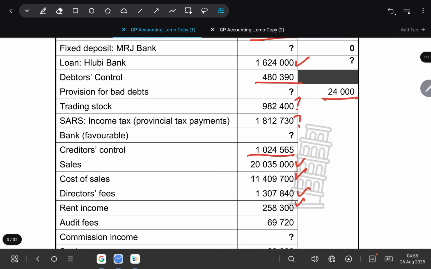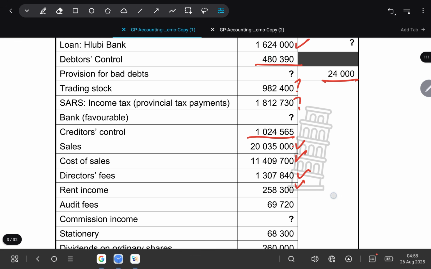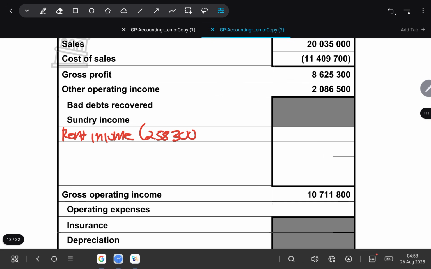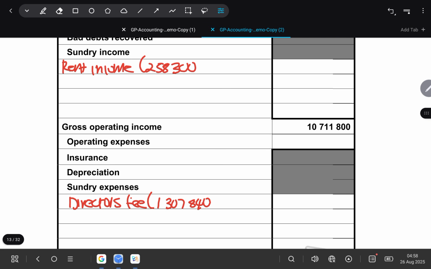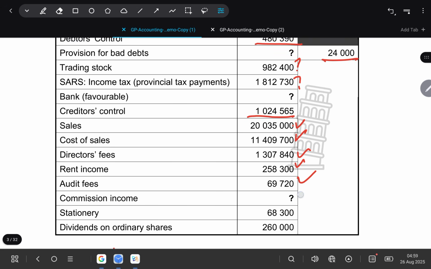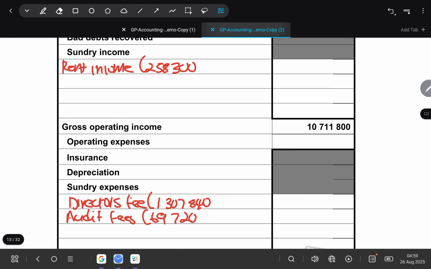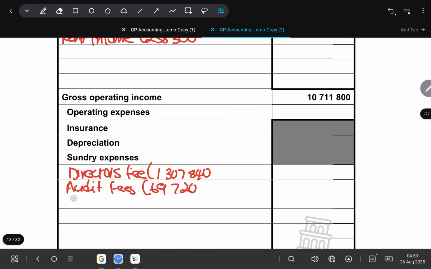Okay, and then from there we have audit fees for 69,720. So they will come here, our audit fees, 69,720. Okay, and then after this we have stationery for 68,300. So write it here. Stationery, it's 68,300.